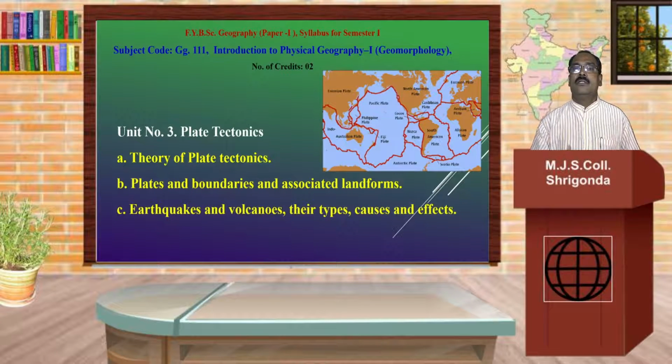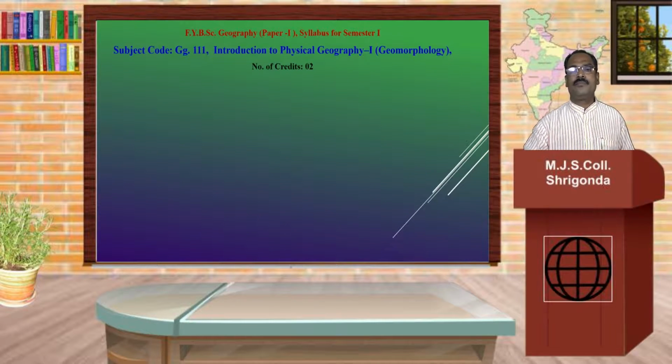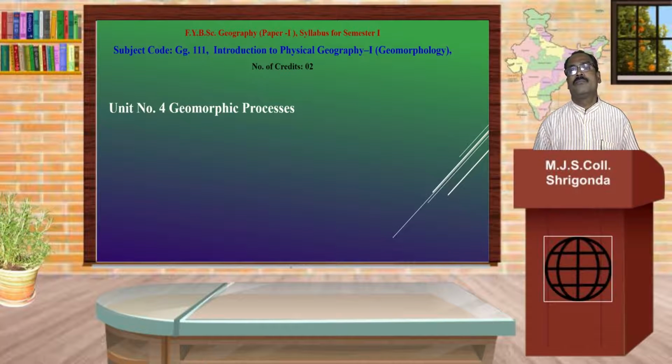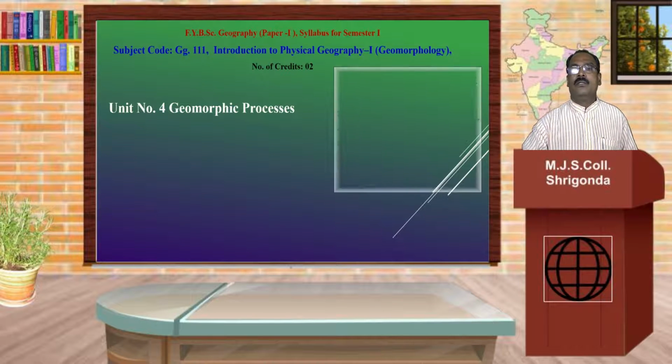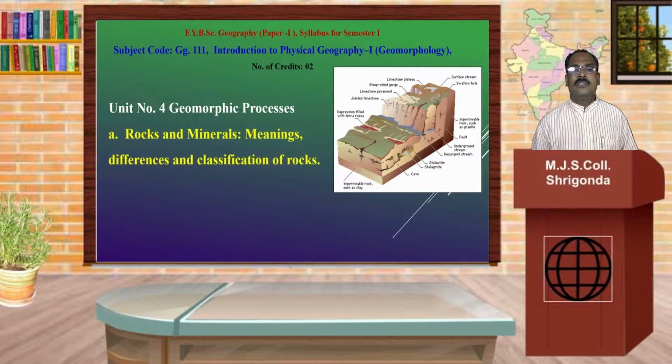And the third point is earthquakes and volcanoes and their types, causes and effects, studied in these sub points. And the last unit, unit 4, is geomorphic processes. Geomorphic processes are majorly studied under 4 sub points.